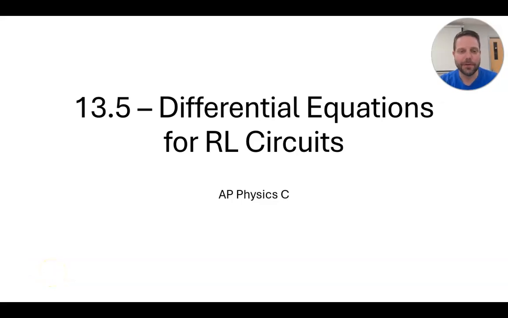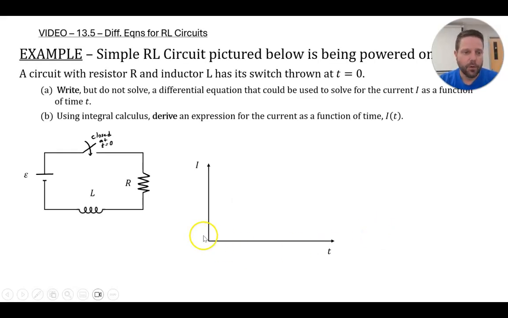Hi everyone, welcome. We're going to be going through an example problem of how to solve a differential equation involving a simple RL circuit. In our example, we're going to use a simple RL circuit, meaning we have a single resistor in series with an inductor, which is a solenoid or a coil of wire.